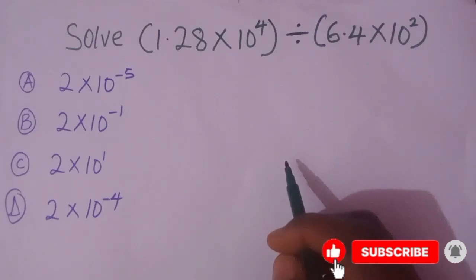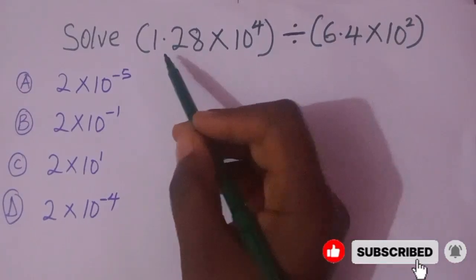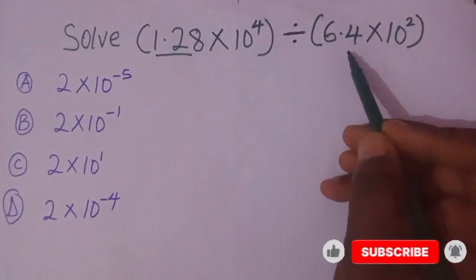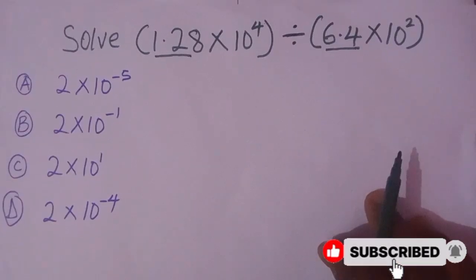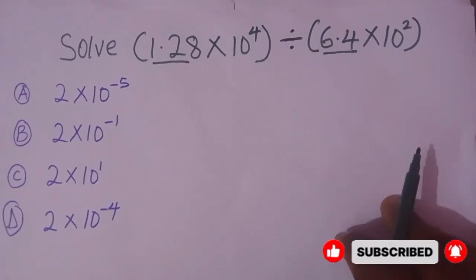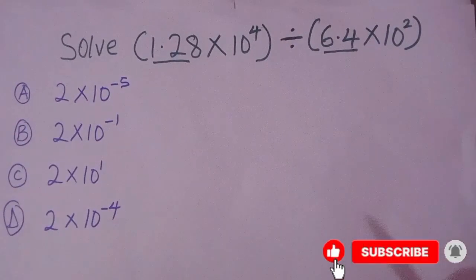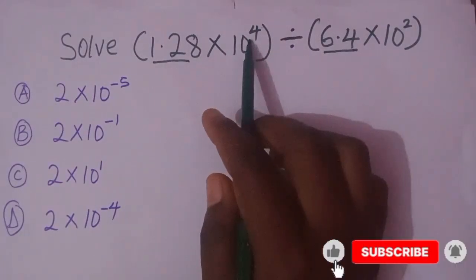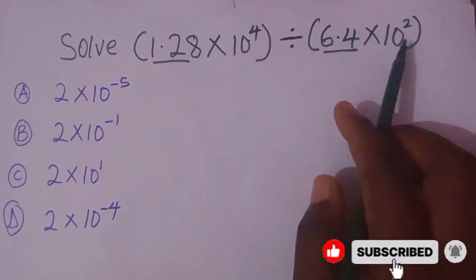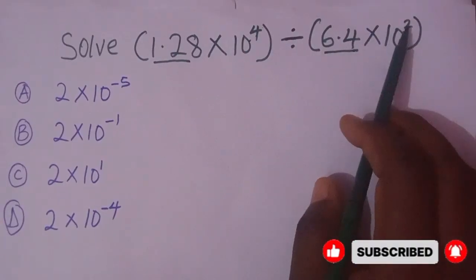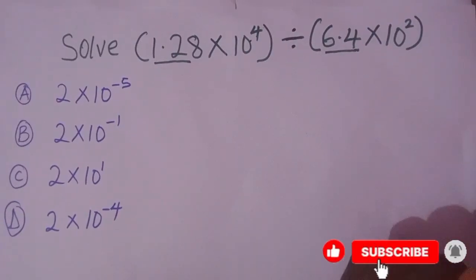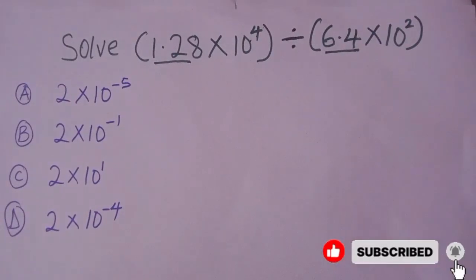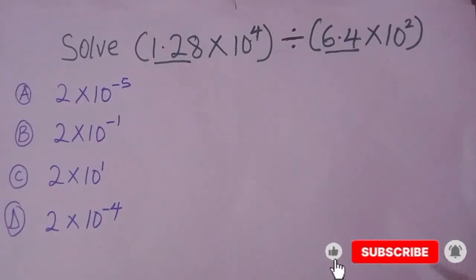first divide the numbers in front, this number in front and this. That is the first thing we have to do. We divide the numbers in front. Then the second one, we subtract the power of 10. Since they are the same base, we subtract it. Okay guys, let's solve so that you see how we subtracted the power and see how we calculated everything.